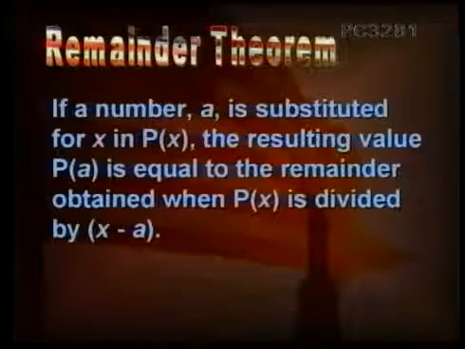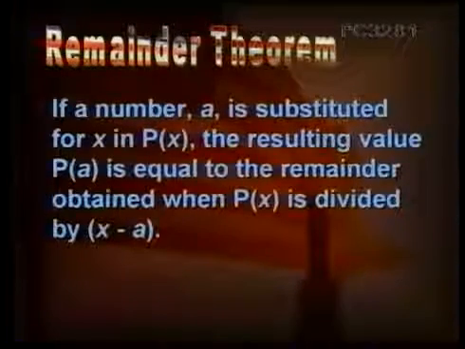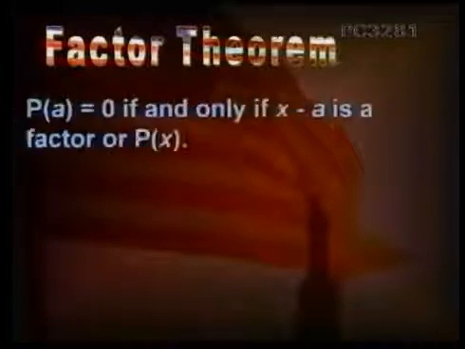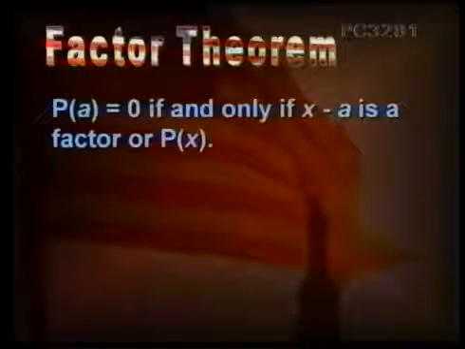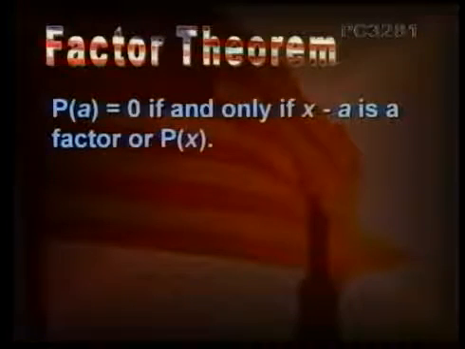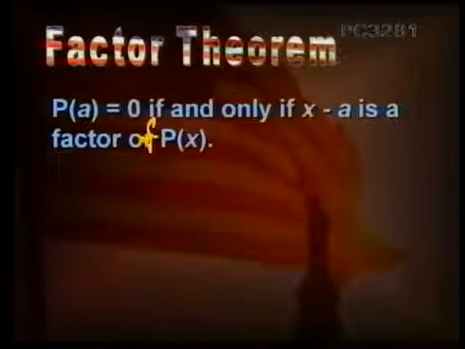Okay, and that takes us to our next theorem, which is the factor theorem. And the factor theorem tells us that if p of a is equal to 0, if you have no remainder, I see how this follows from the remainder theorem. If you have no remainder, then, okay, if p of a gives you 0, or a remainder of 0, then x minus a is a factor of the polynomial p of x.